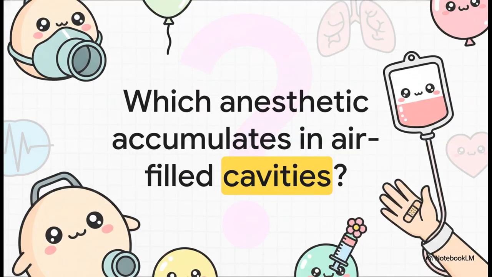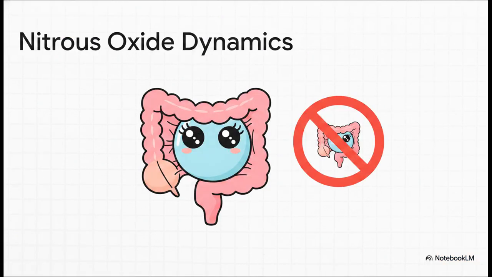Question 50. A 74-year-old woman presents with a small bowel obstruction. Which of the following inhalational anesthetics should absolutely be avoided because of the risk of accumulation in air-filled cavities during general anesthesia? Diethyl ether, nitrous oxide, halothane, methoxyflurane, or trichloroethylene? The correct answer is B, nitrous oxide. Here's the physics behind it.